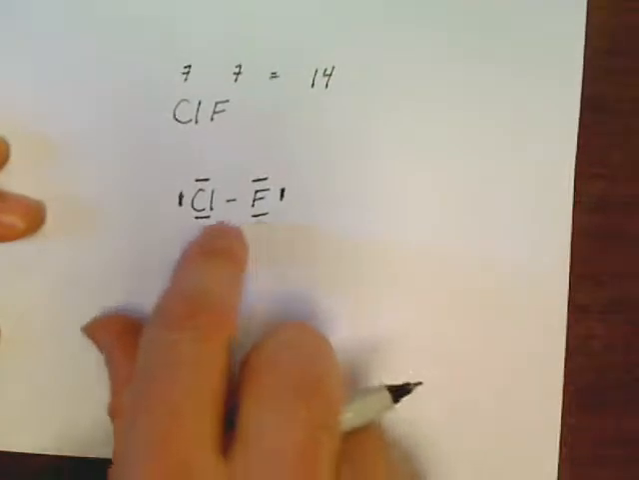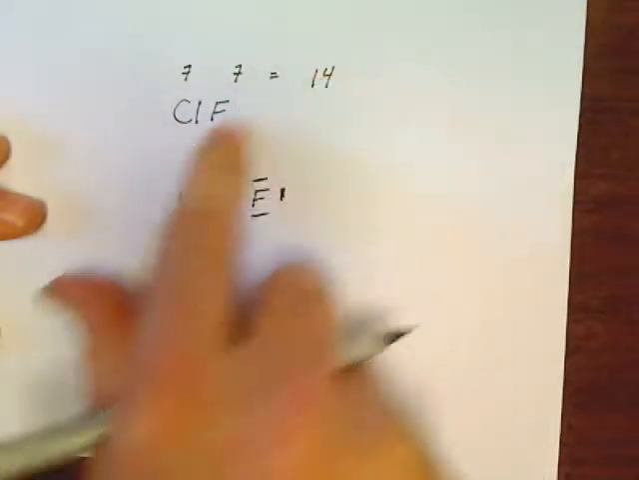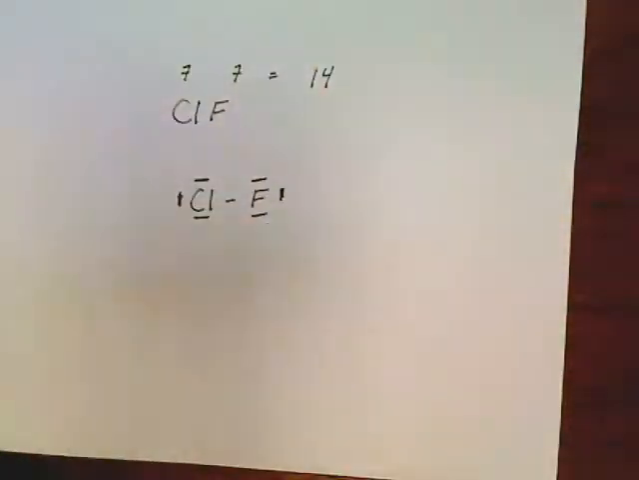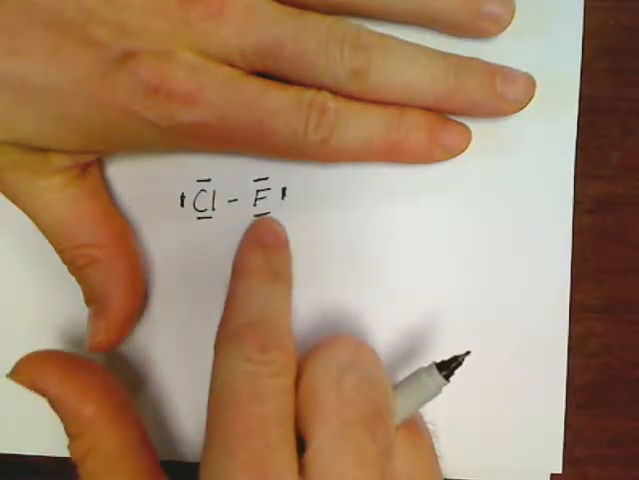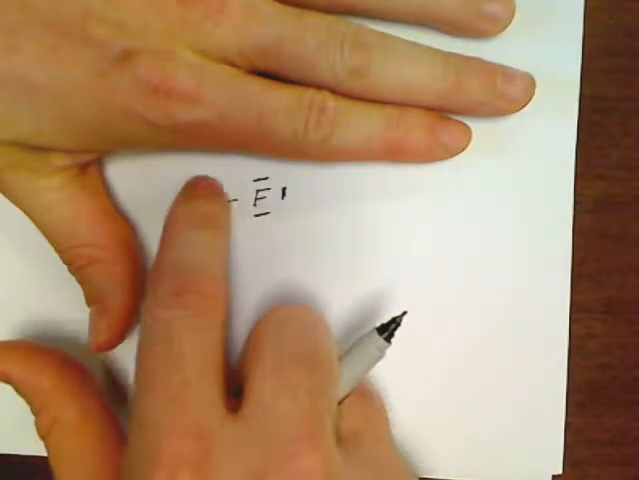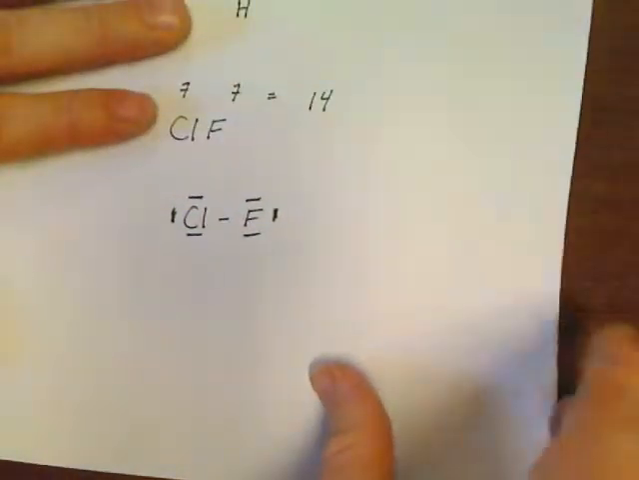Now to check my answer. If I did this right, there should be 14 in this picture. Add it all up, I got 14. So that means I've done this one right. So your answer to this question is just that. Cl-F, single bond between them, 3 unshared pairs, 3 unshared pairs. And that's all there is to that one.